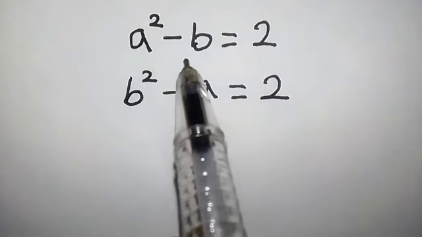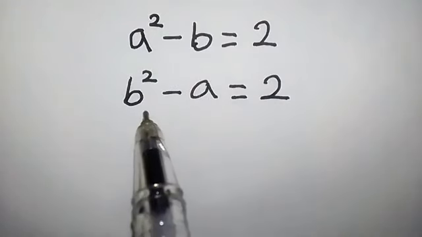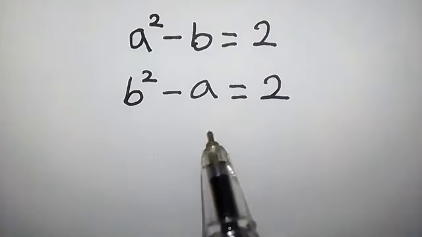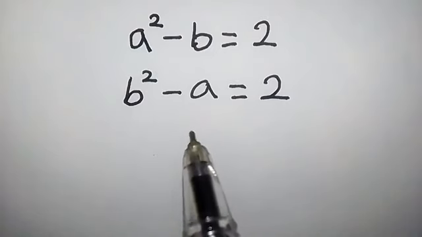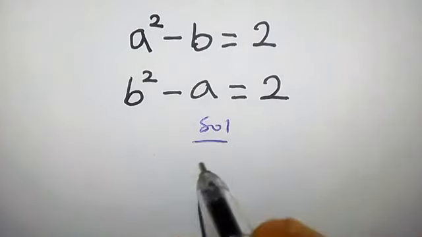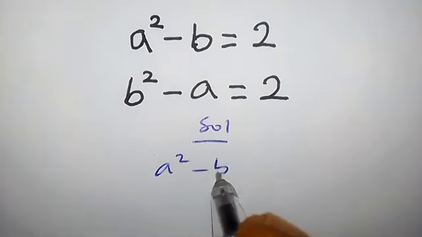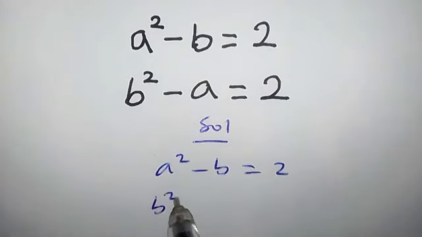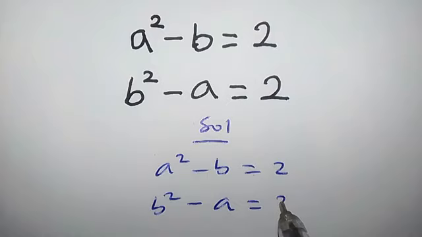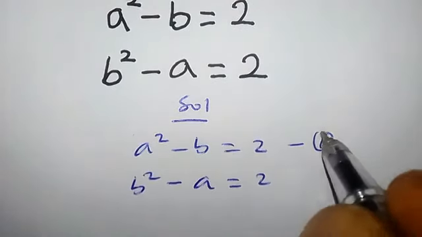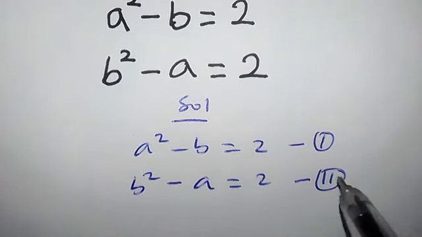a² − b = 2 and b² − a = 2. How do we find the value of a and b? Solution. We have a² − b = 2 and also b² − a = 2. Let's call this the first equation and this the second equation.